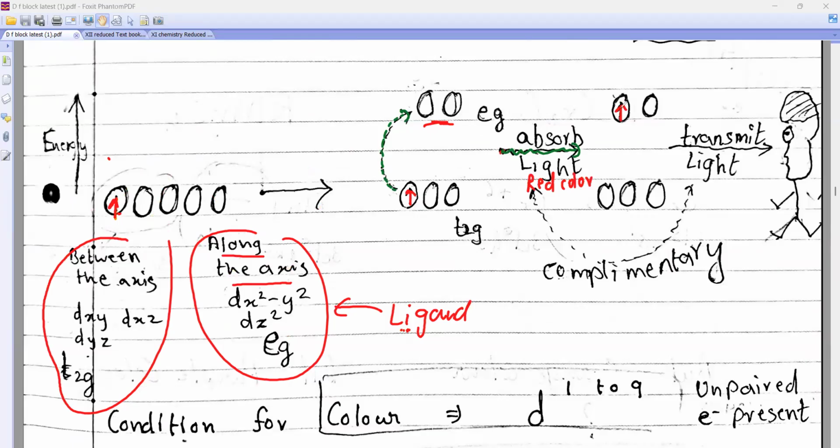Now again, beta, this electron has gone up from below, see, it jumped up. So now again it will come down. In order to come down, it will emit some energy or not? So it is emitting this energy.